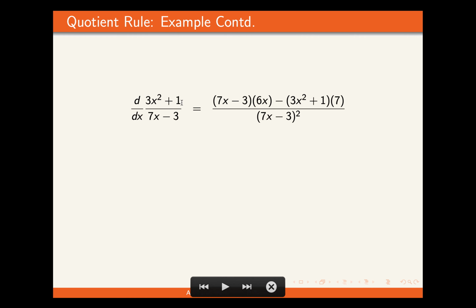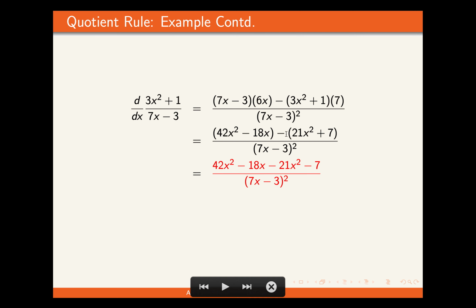So by using the quotient rule, we have already figured out the derivative. But on the numerator, I see a couple of terms which we could distribute, like 6x can be multiplied with 7x, so that will be 42x squared, right? Minus 6x times 3 will be 18x, and the same way we distribute the 7: 7 times 3x squared is 21x squared, 7 times 1 is 7.